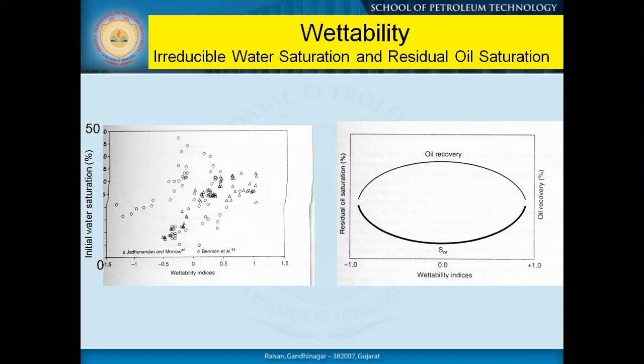Right side, if you see this graph, the oil recovery is maximum in case of neutral wettability, but in case of both the ends, water wet and oil wet, the recovery is not maximum. It is the lowest. So why is it?